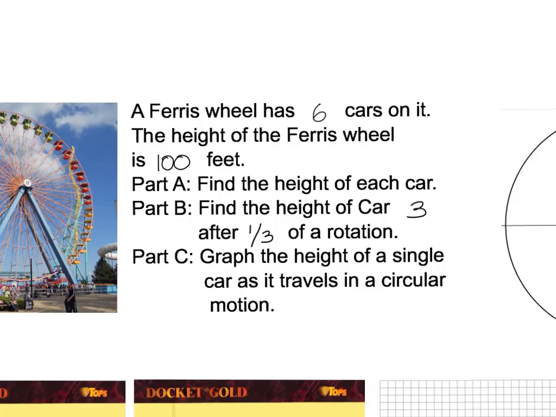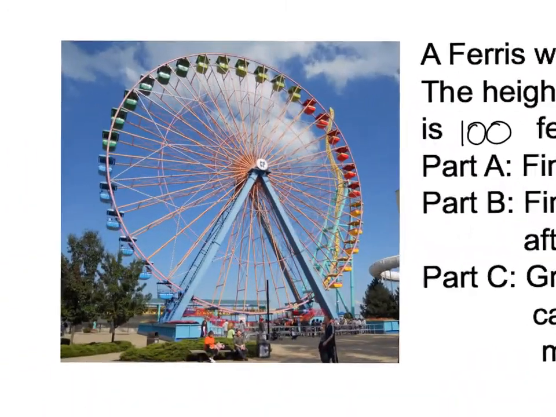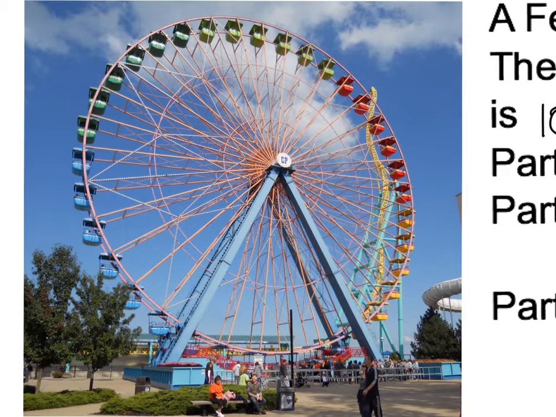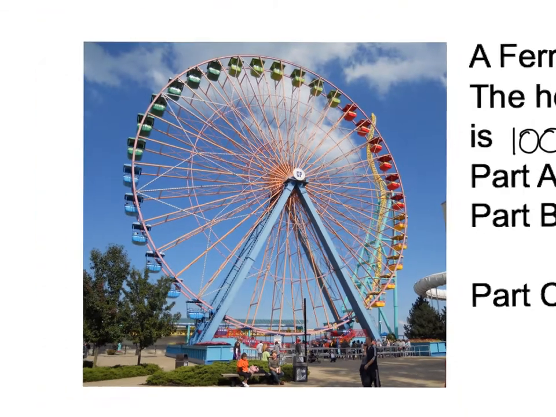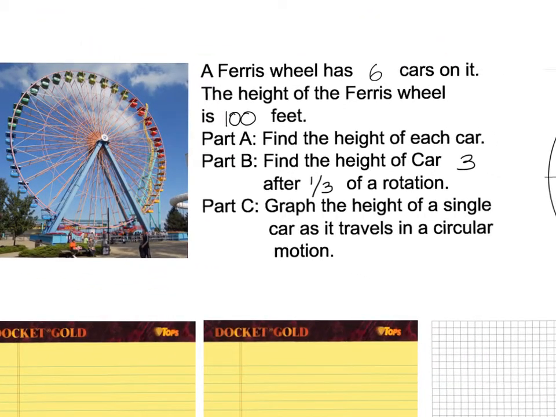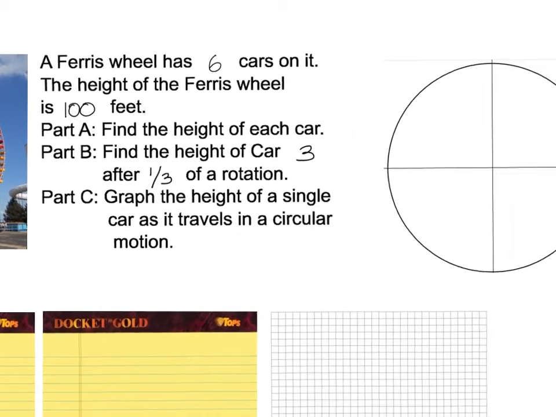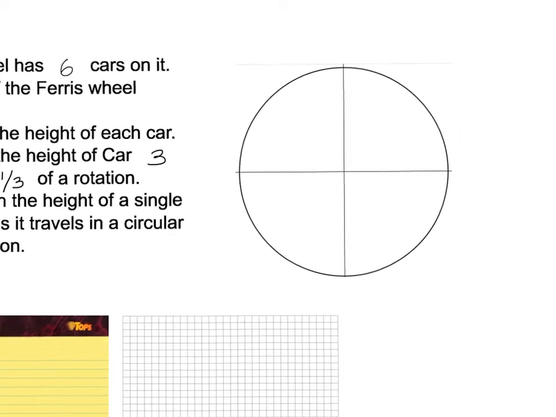So this is a Ferris wheel, in case any of you don't know what a Ferris wheel is. This one has more cars on it than what we want to deal with right now. The one we have for this problem has 6 cars on it. So the first thing that you should do is to use this blank circle over here that's sectioned off into 4 quarters. In other words, 0, 90, 180, and 270 degrees. And we want to make 6 cars on that.